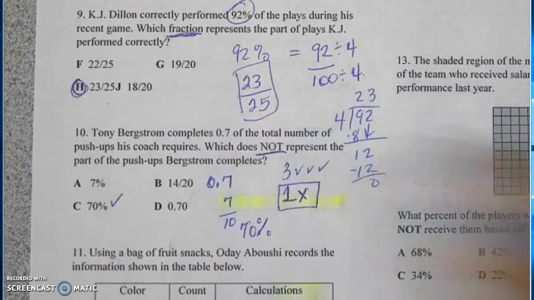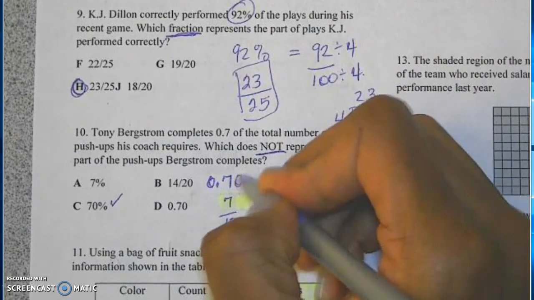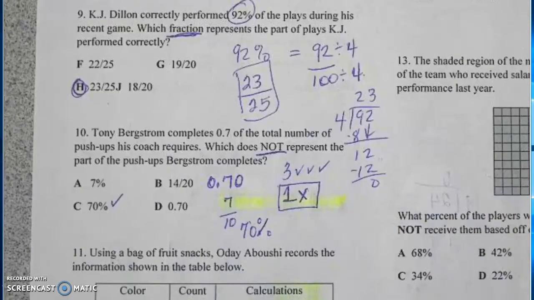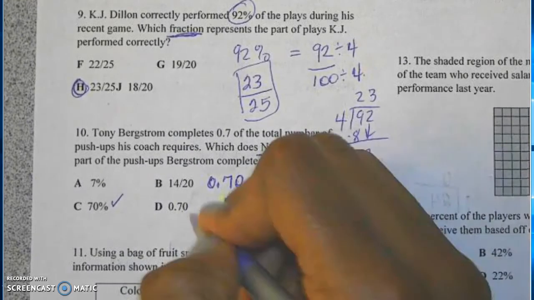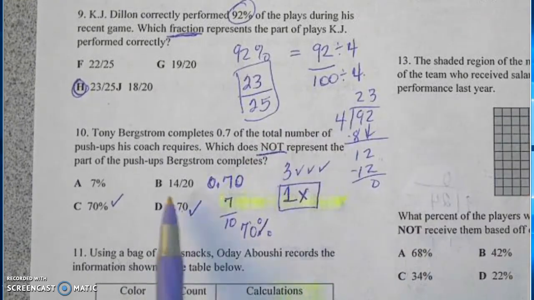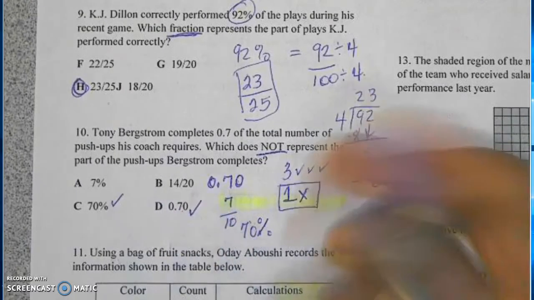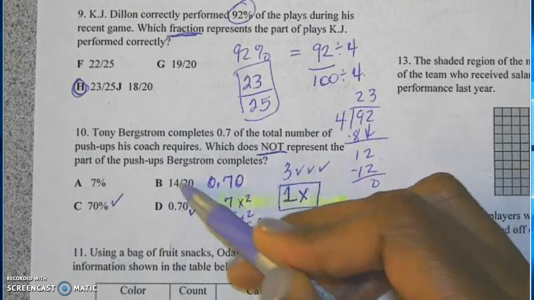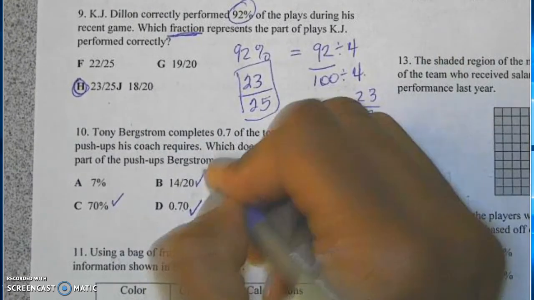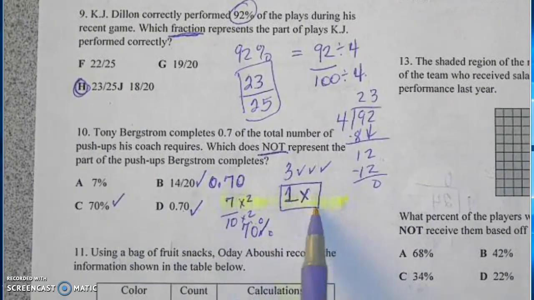70% will check off. Is 70 hundredths the same as 7/10? Yes, it is. You can always add or remove zeros at the end as needed. It would represent the same amount in a 10 by 10 grid, so this will check off. What about 14 over 20? What can I do to get 14 over 20? If I took 7/10 and multiplied it by 2, I would get 14 over 20. So this checks off. So 3 are checked off, 3 are right, and I'm looking for the one that's wrong.